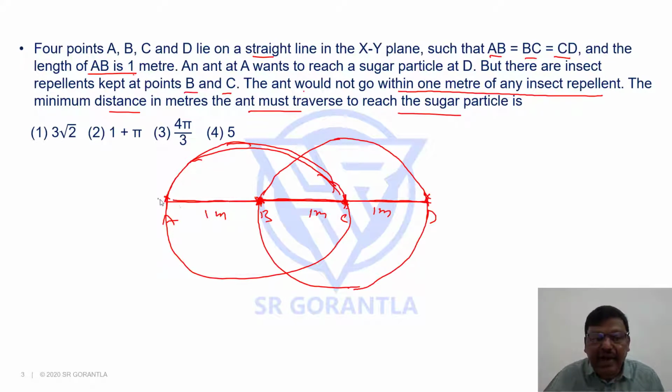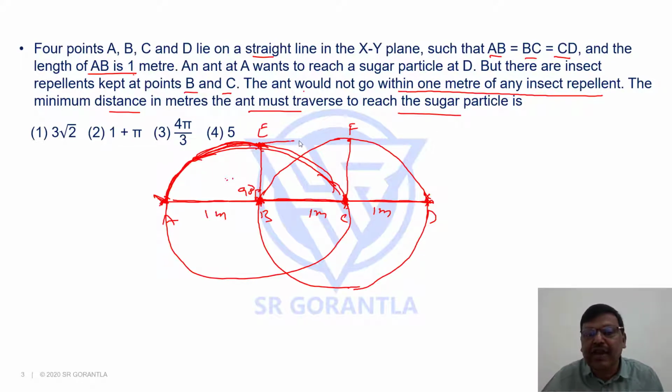Now if you look at this, the ant is here, it should travel up to here. Now if from B I draw a perpendicular, obviously it will be 90 degrees, which means it will be 1/4 of a circle. From here the ant comes up to this point, let us say point E. And similarly if I draw a perpendicular from C, this point is F. See, it travels like this. So it's not coming within 1 meter, it's just on the boundary. So it will travel up to E.